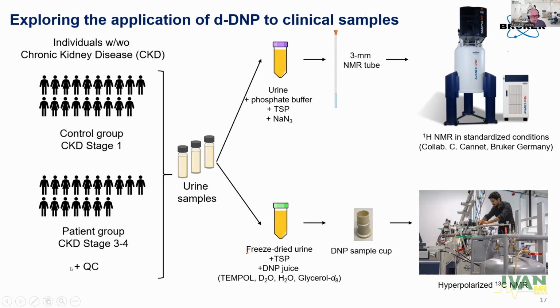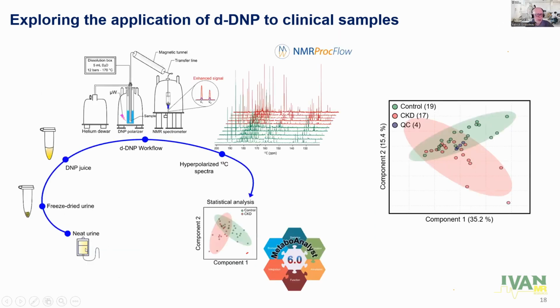And I also have to mention that we prepared quality control samples for the DNP. Quality controls were samples obtained from pools of different urine samples that we analyzed at different stages of the analysis of the whole sample cohort, just to check the stability and the repeatability of the method. So this is the workflow that we used.